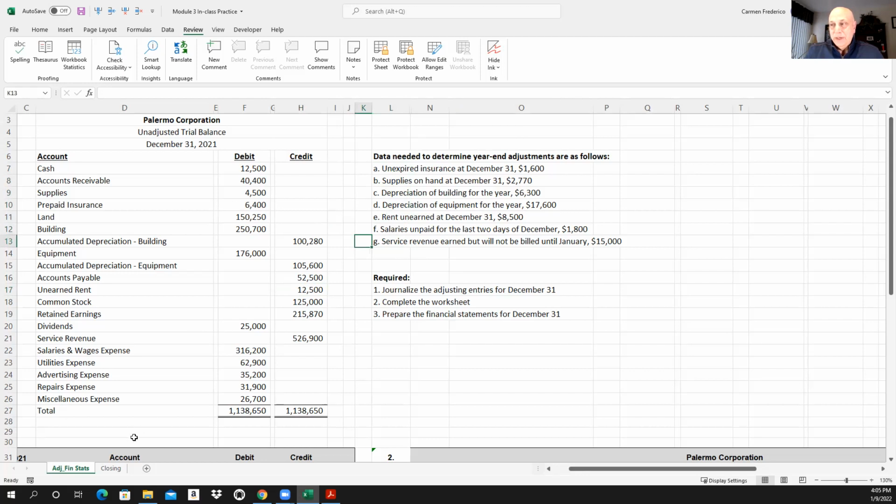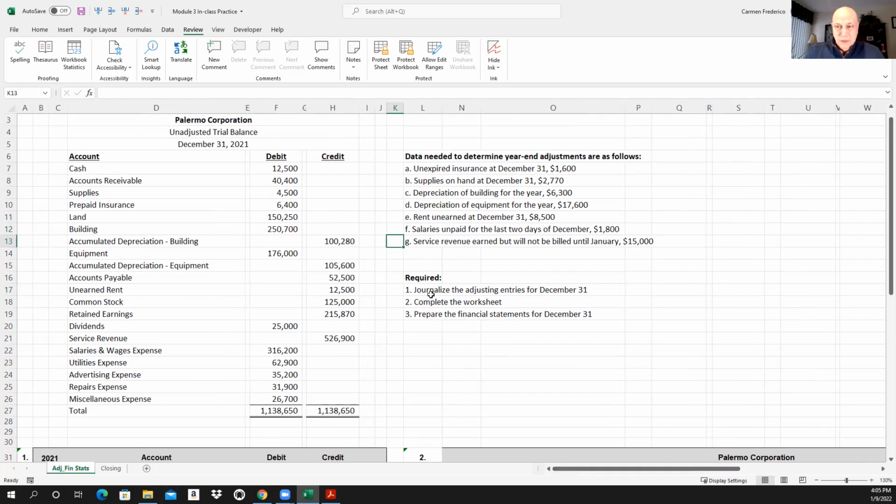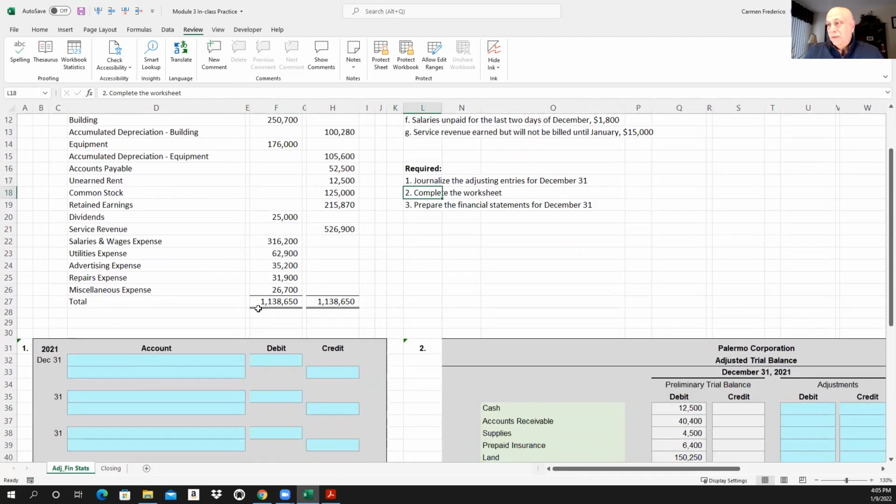Okay, down below in the general journal. So we'll come over and do that. And we're going to journalize these transactions for the period. We're going to complete the worksheet and prepare our financial statements. So let's go down, let's do it. So let's take a look at the first one.